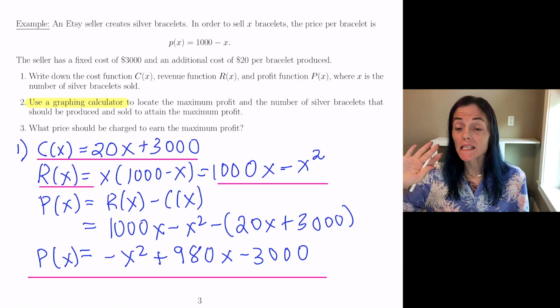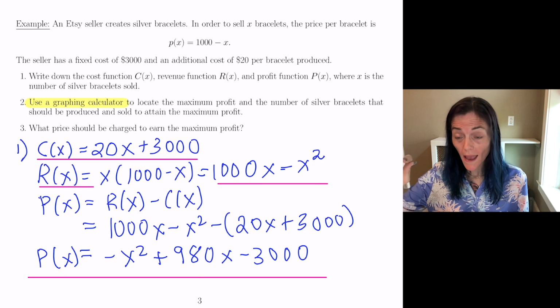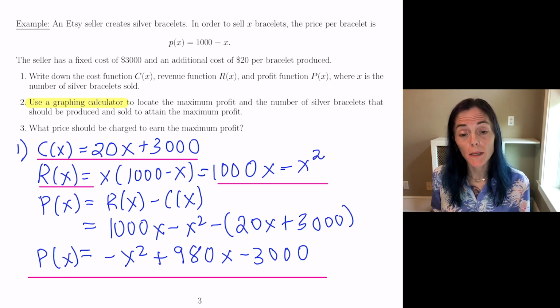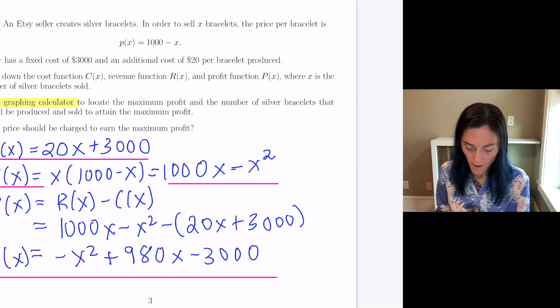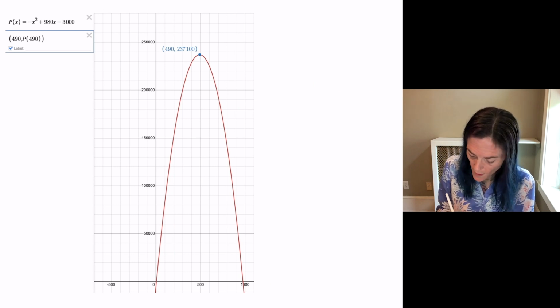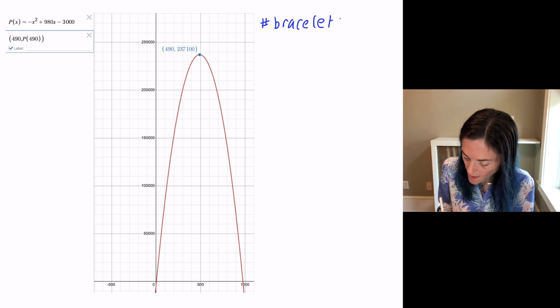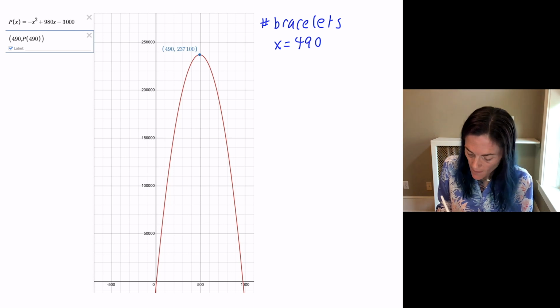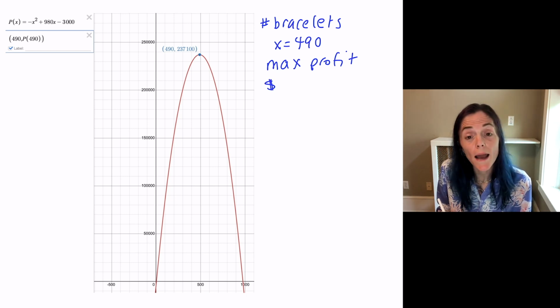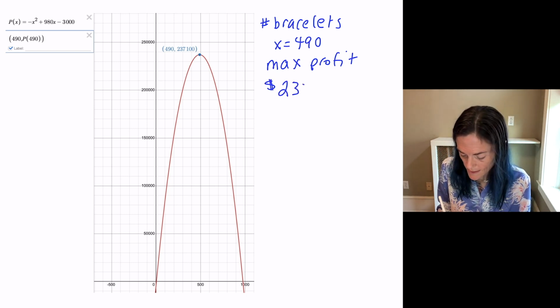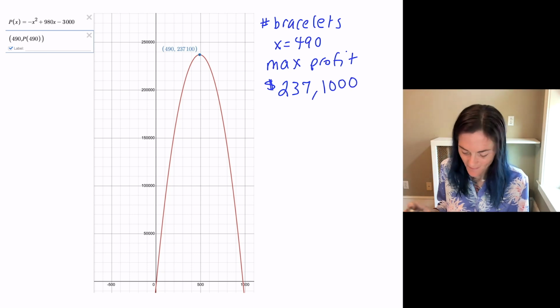We want to locate the maximum profit. That's the y value, and the number of bracelets that should be sold. That's the x value. Okay, so the number of bracelets that should be sold in order to attain our maximum would be x equals 490. The maximum profit is y equals 237,100. So this is number 2.